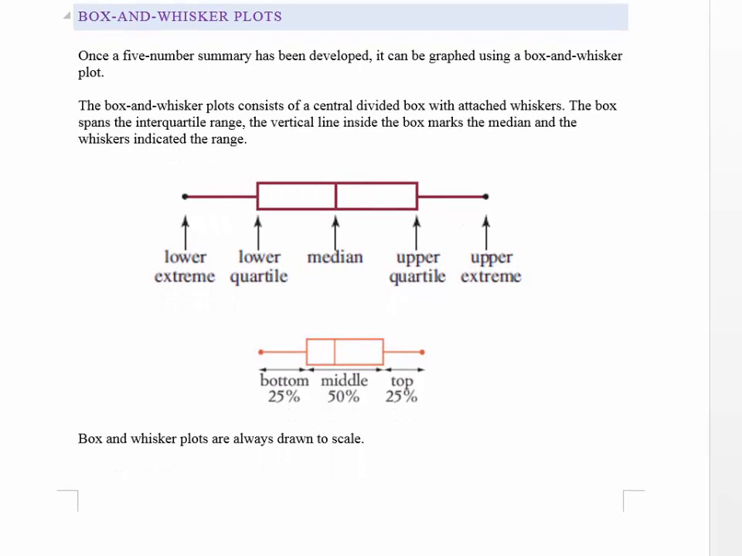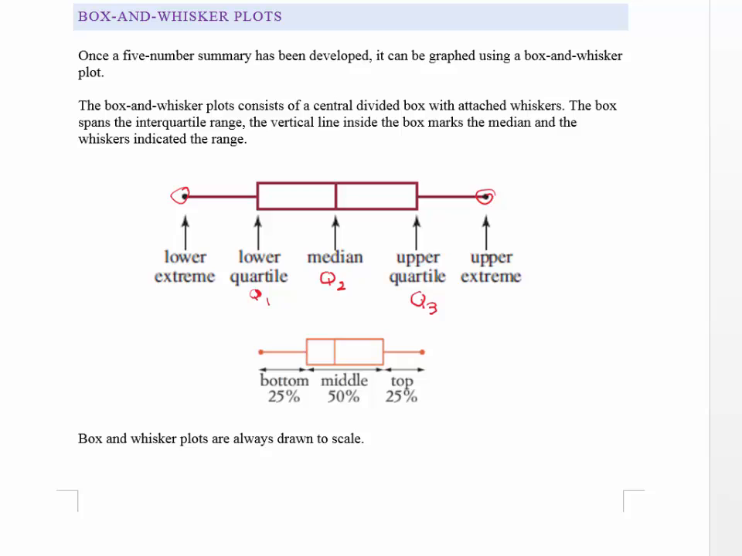So a box and whisker plot simply consists of my 5-number summary. My lowest score, my lower extreme, my upper extreme, my lower quartile, which is my Q1, my median, which is my Q2, and my upper quartile, which is my Q3. So those 5 things go into making a box and whisker plot.